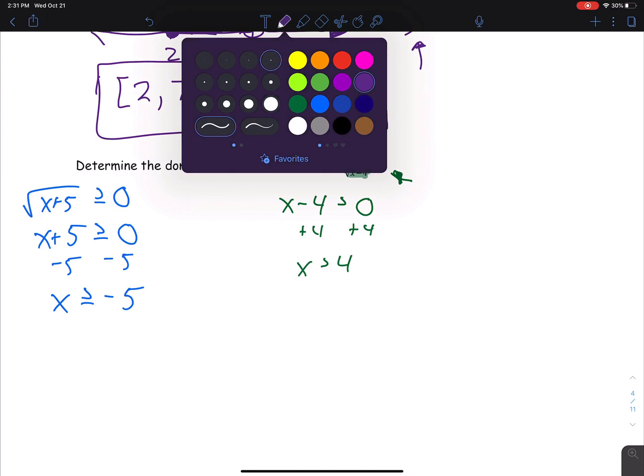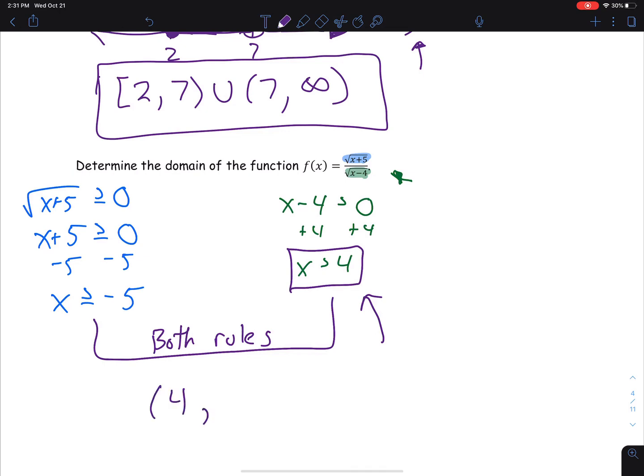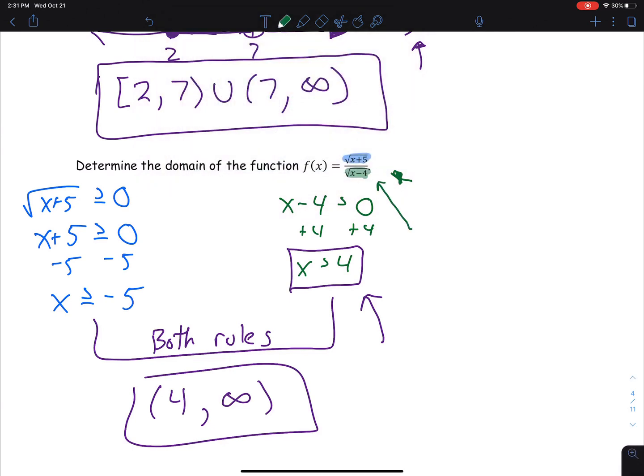So we have to satisfy both of these stipulations. Both, you can say rules or stipulations. So we have x is greater than or equal to negative 5 and x is greater than 4. Well, it turns out it's just going to be x is greater than 4 because 4 is greater than negative 5. So we have to just go with that second rule. So that would be from 4 to infinity because all those numbers also are greater than or equal to negative 5. But we can't go lower than 4 or else our denominator is going to be imaginary or undefined.